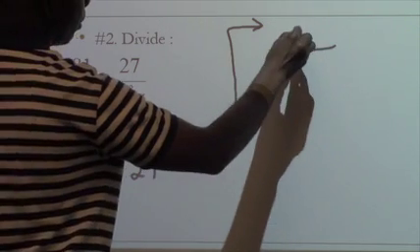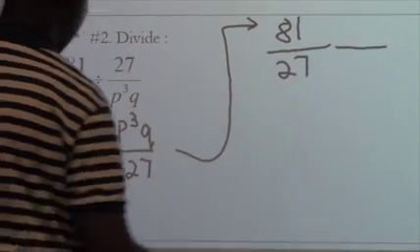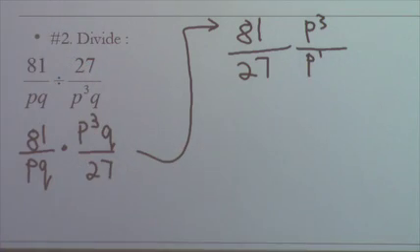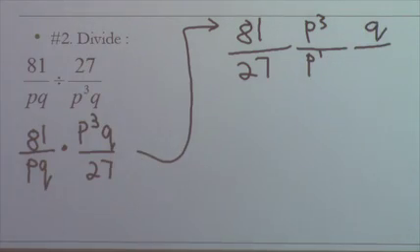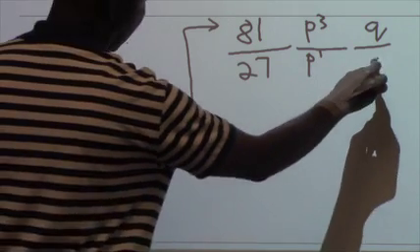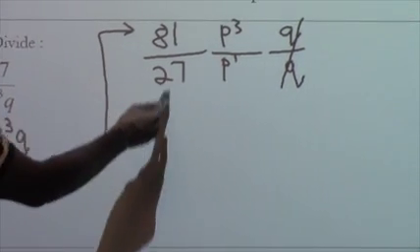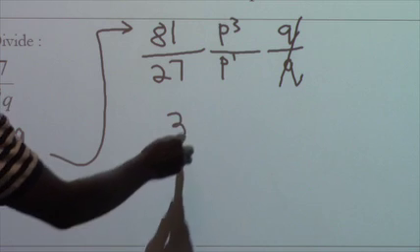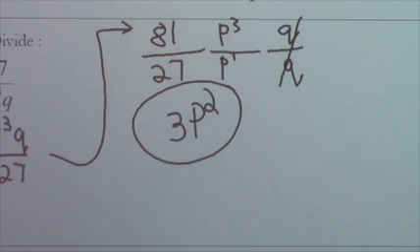So I see whole numbers. I have 81 on top and 27 at the bottom. I have p on top, which is p to the third, and p to the first power at the bottom. Then I have q on top, and I have another q at the bottom. So clearly we see that the q's will cancel. 81 divided by 27 is 3. And then I have 3 minus 1 because I'm dividing here, so it's going to be 3p squared. Simple, easy, basic. Let's move on.